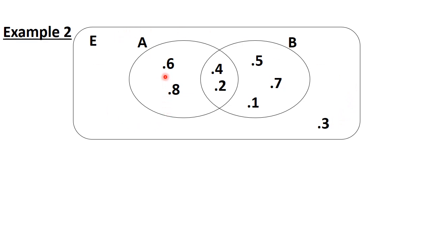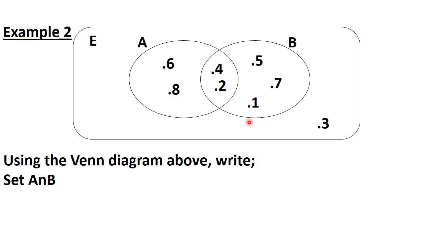What I mean is, if someone asks you what is the number of elements in A, you don't have to add these numbers like 6 plus 8 plus 2 plus 4. No, the number of elements in set A is 1, 2, 3, 4. You count them. So that's one key difference between this and that, and you can tell just from the way they have been put, and also maybe the way the question will be structured. Let's take a look at the question.